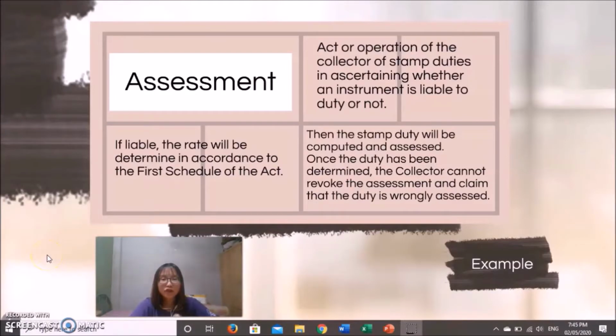Good day everyone, my name is Anish Hussain, my number is 253729, and I'll be presenting regarding assessment. Assessment is the act or operation of the Collector of Stamp Duties in ascertaining whether an instrument is liable to duty or not. If it is liable, the rate will be determined in accordance with the First Schedule of the Act. After that, the stamp duty will be assessed and computed. If the duty has been determined, the collector cannot revoke the assessment and claim that it was wrongly assessed. Now let us look into the example.